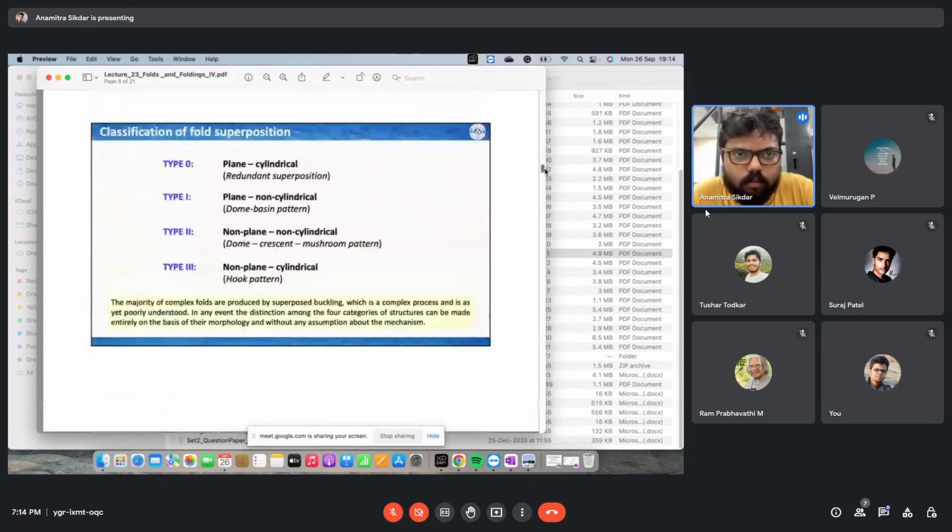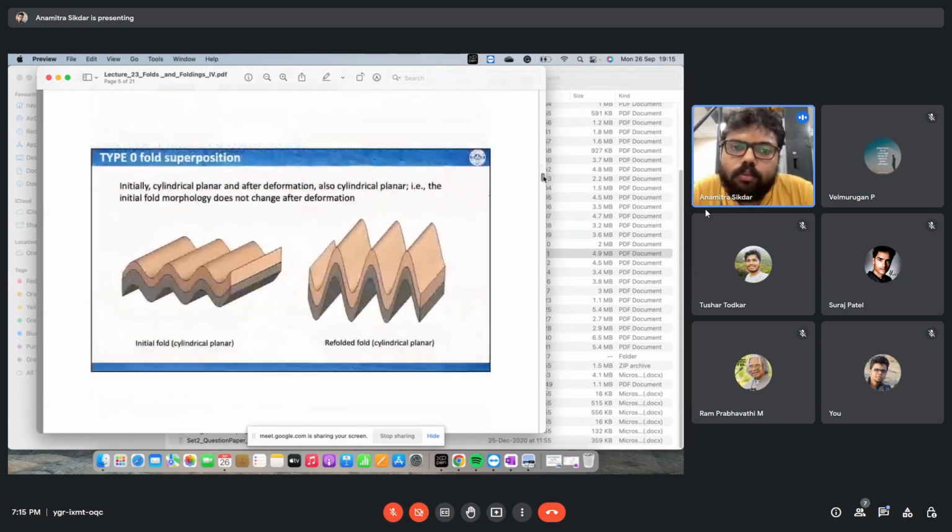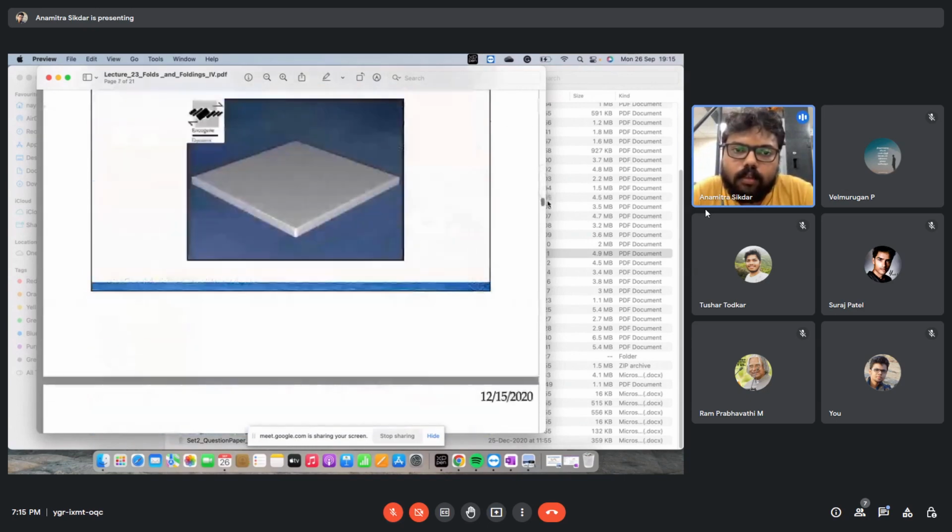Okay, so yes, there are different types of superposition. In case of type 0, as we studied, the plane cylindrical fold, if you can remember those diagrams in the previous lecture, or the lecture just before that. In type 1, the plane non-cylindrical fold, we call them type 1 superposition. Non-plane non-cylindrical we call type 2, and type 3 is the non-plane cylindrical fold. And these different outcrop patterns are very beautifully shown in this figure, in this lecture.